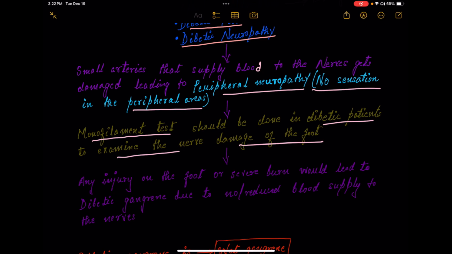Any injury on the foot or severe burn would lead to diabetic gangrene due to no or reduced blood supply to the nerves, as the arteries are getting damaged due to the process of glycation. So the nerves will not get enough food, so the nerves are also getting damaged. So any injury on the foot or severe burn would lead to diabetic gangrene.